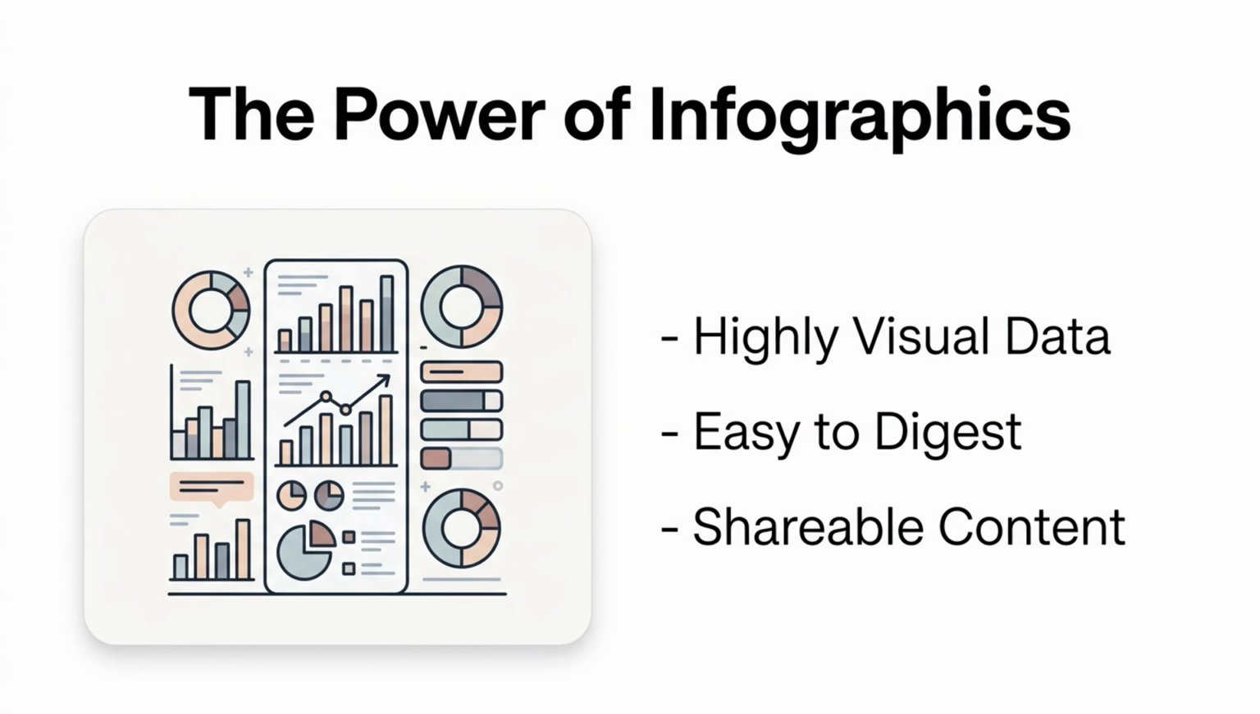One of the most effective ways to present complex information on social media is through infographics. Alongside formats like stories and live sessions, infographics act as a powerful catalyst for audience engagement. They take dense text or data and transform it into a highly visual, easy-to-digest format that audiences are much more likely to read and share.